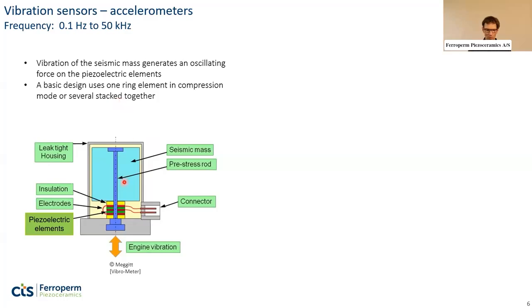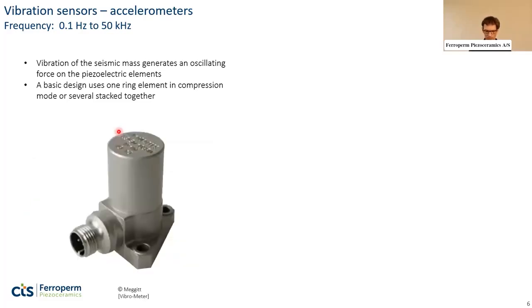And you can use this with only one ring or with several rings, and generally it depends on how sensitive the material is. For material with low sensitivity, for example, at high temperature, you would use several rings rather than just one. And such a sensor may look like this, with some tight housing around it.